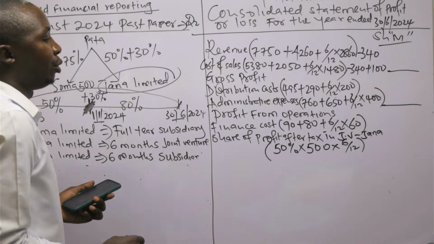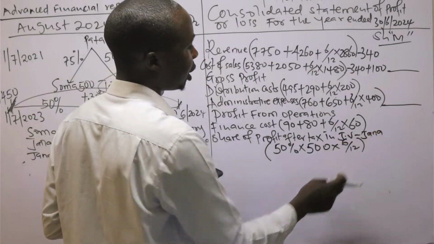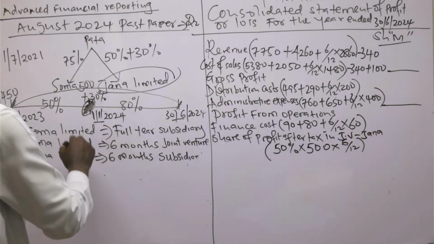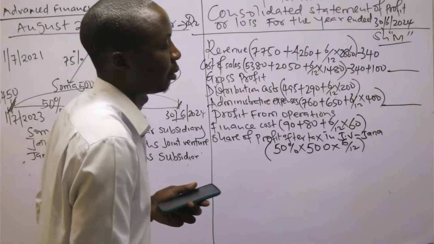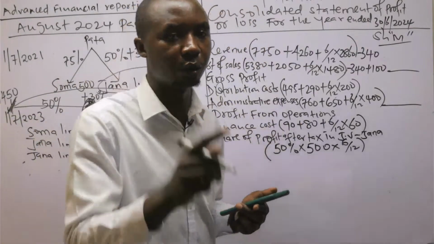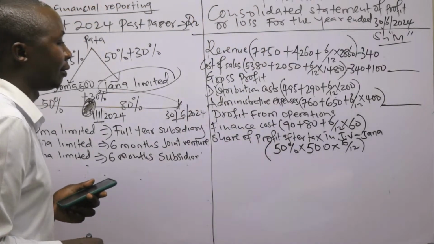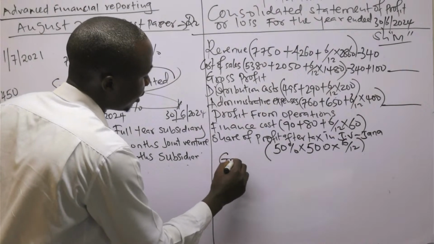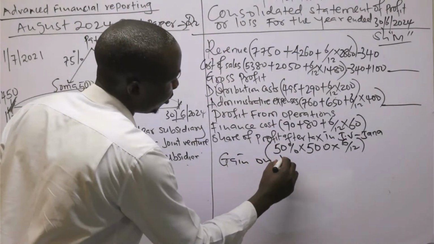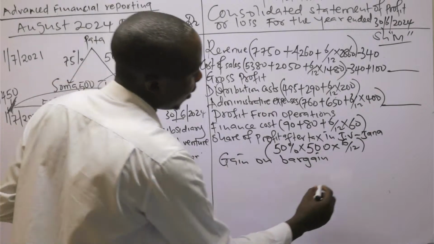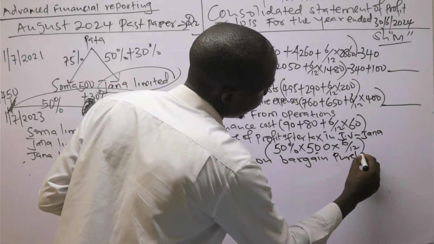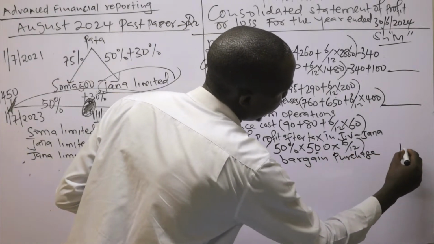Then when we were computing the goodwill of this Jana, as at the time it was a subsidiary, remember, we got a negative goodwill. That negative goodwill, we called it what? Gain on bargain purchase. That is an income to the parent. Gain on bargain purchase, you add here. It was 150.